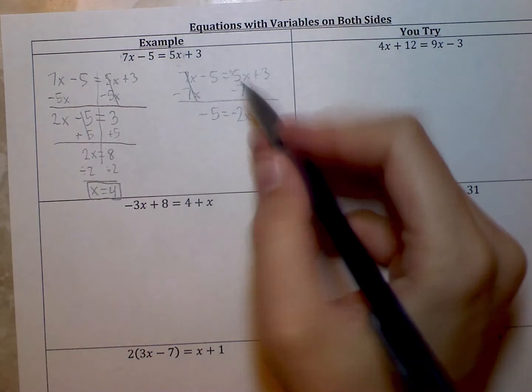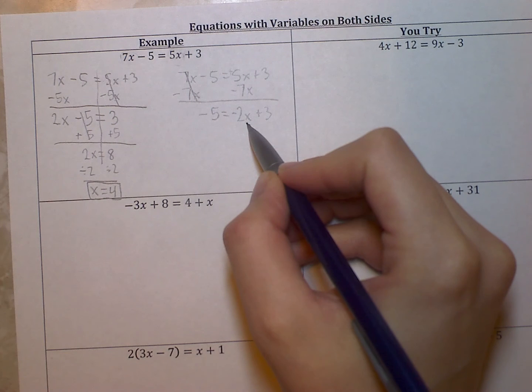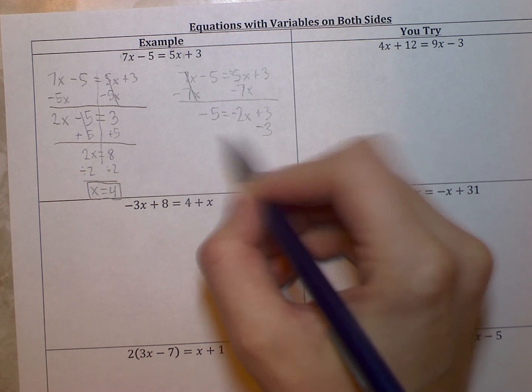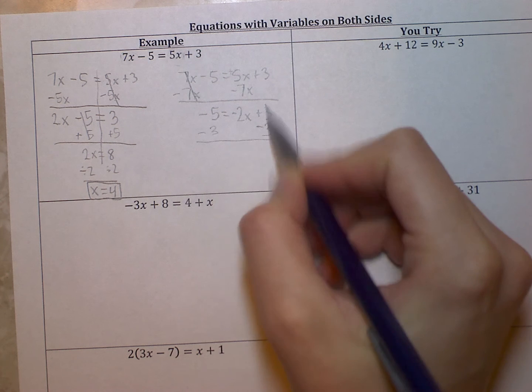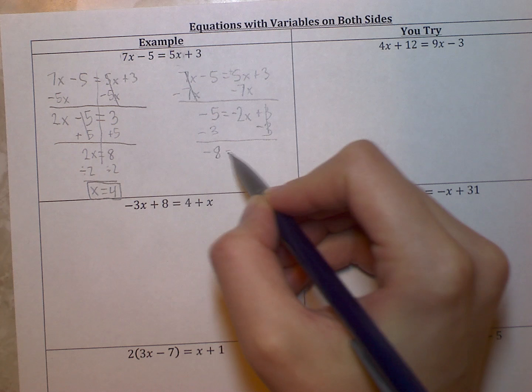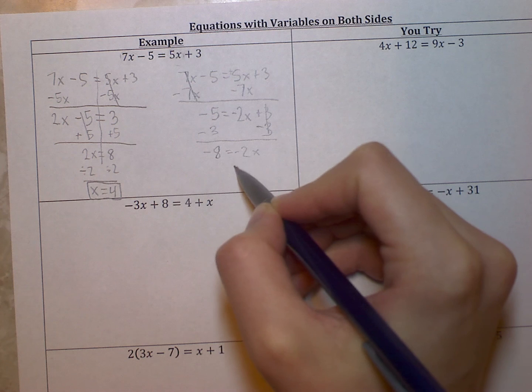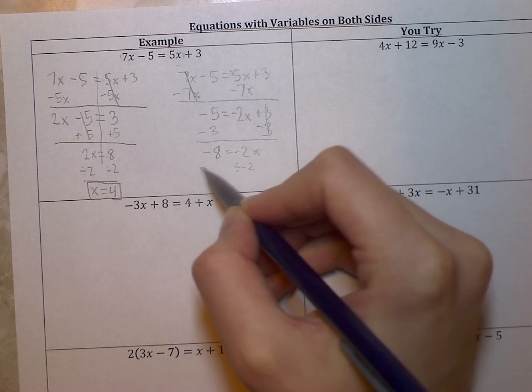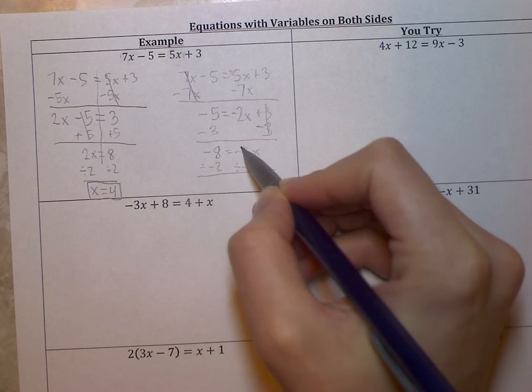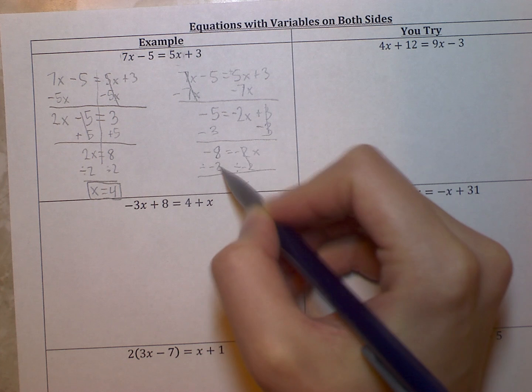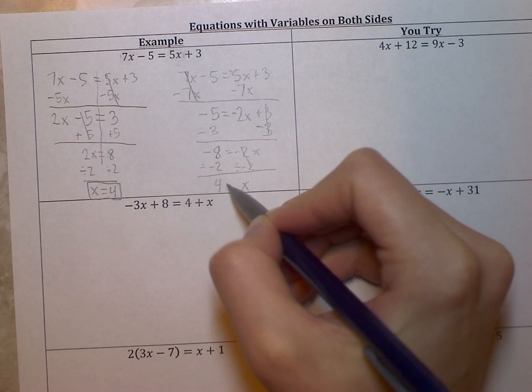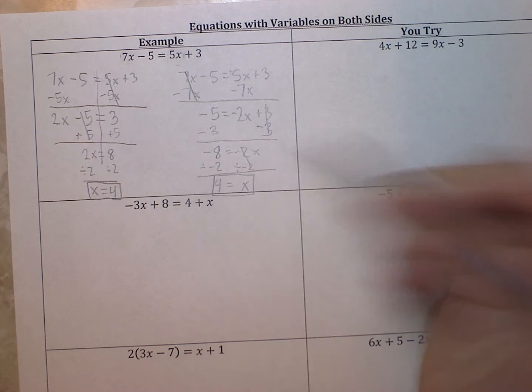So now I need to get this x by itself. Start by getting rid of addition and subtraction. And then my last step is to divide by negative 2. And I get a negative divided by a negative is a positive. 8 divided by 2 is 4. And so I end up with the same answer.